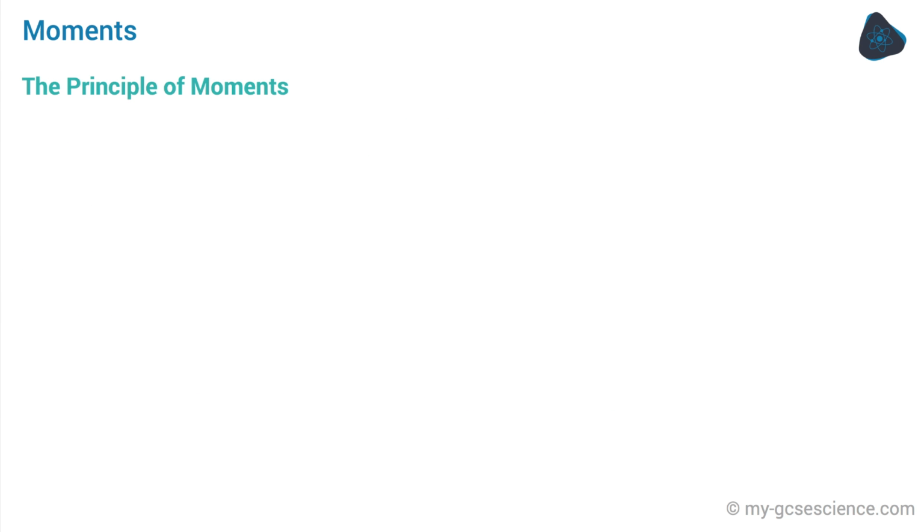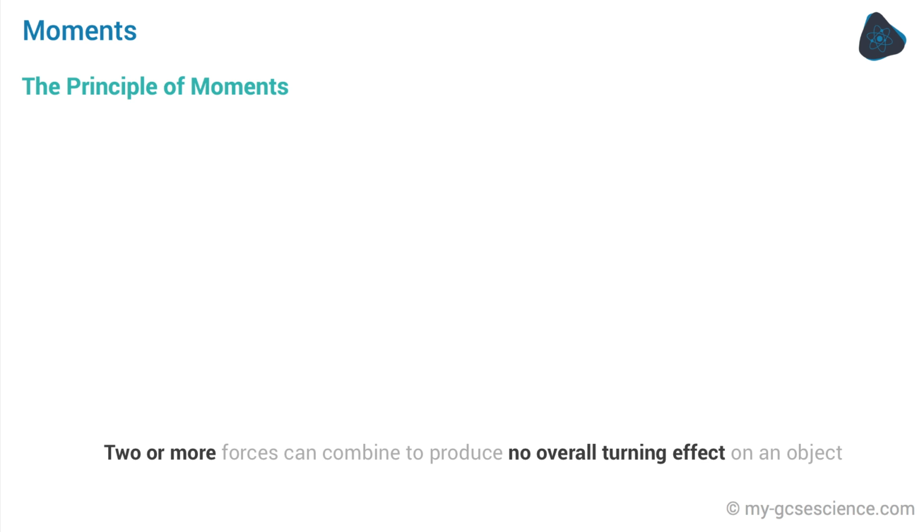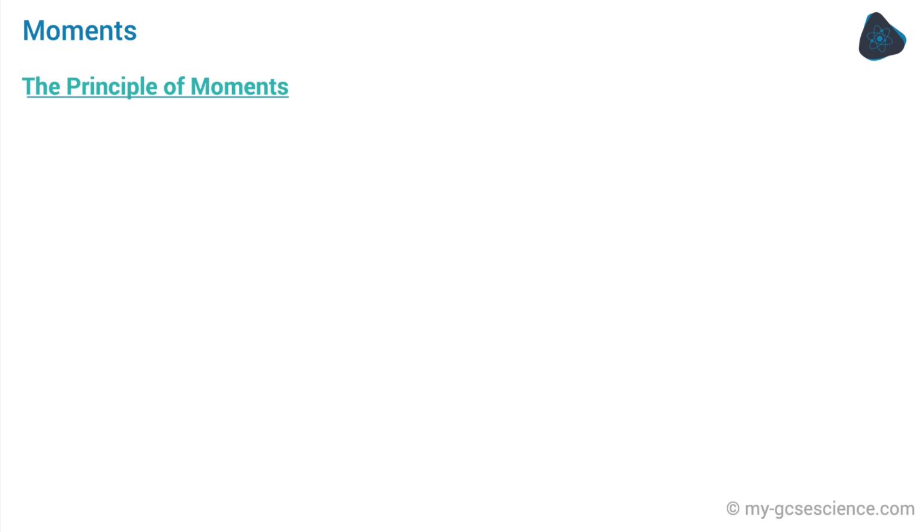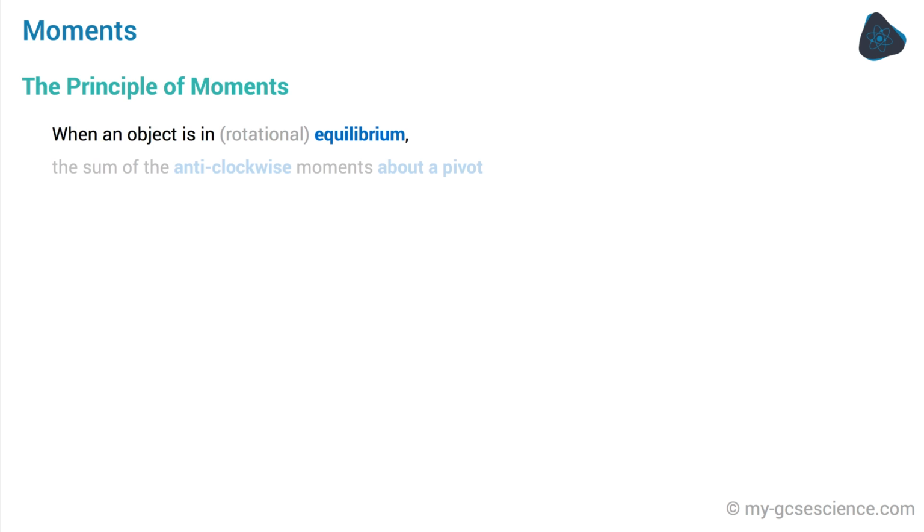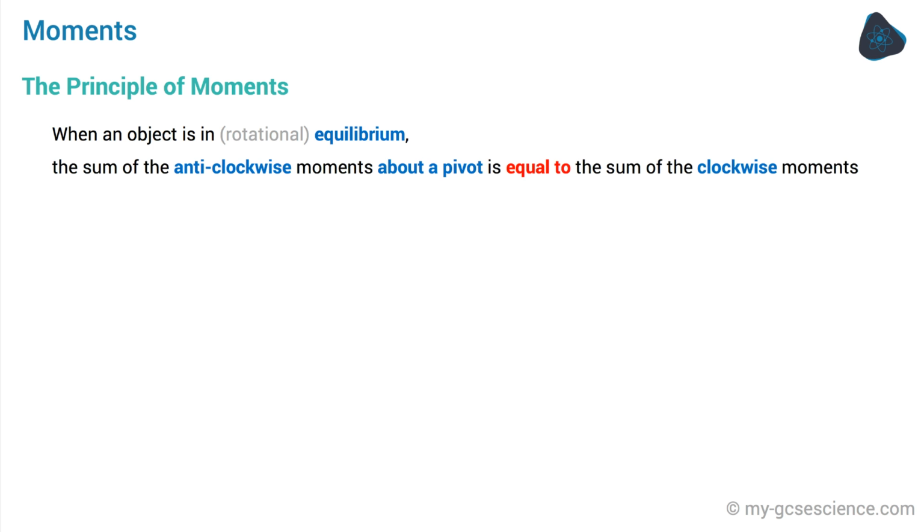So far, we've only looked at the rotational effect of a single force on an object. But what happens when two or more forces are present? Under the right conditions, these forces can combine to produce no overall turning effect on the object. When that happens, we say that the object satisfies something called the principle of moments, which says that when an object is in equilibrium, the sum of the anticlockwise moments about a pivot is equal to the sum of the clockwise moments. Writing this whole thing down in your exam could easily get you 2 or 3 marks.